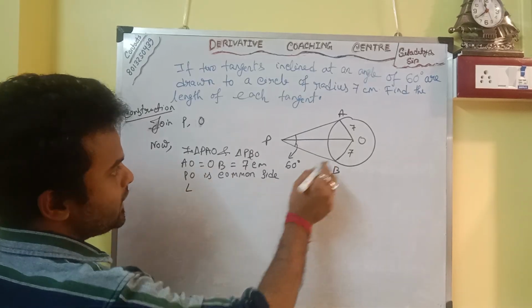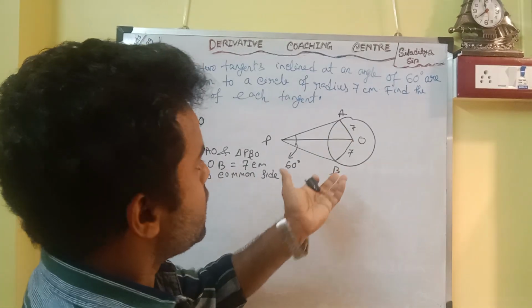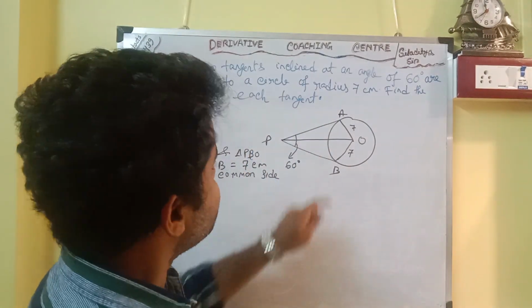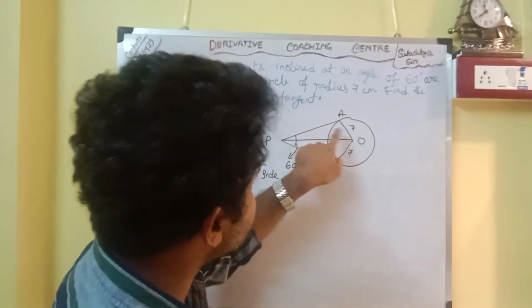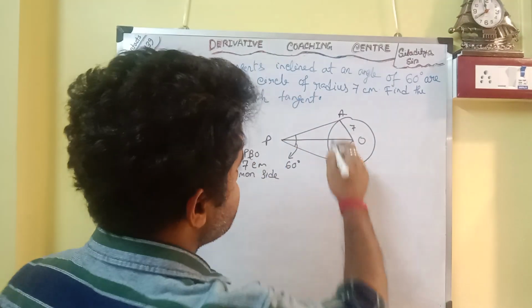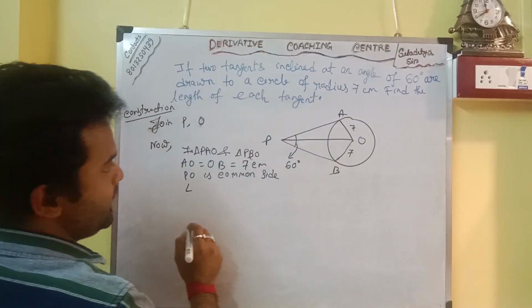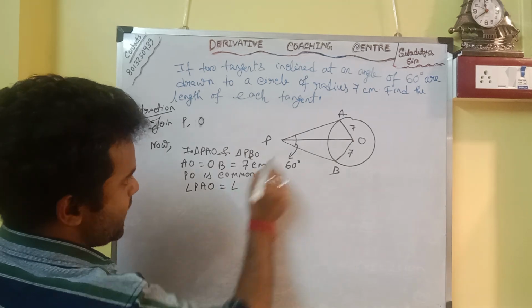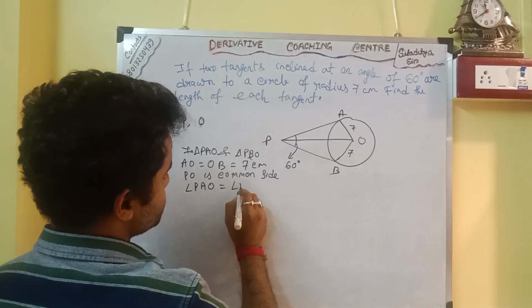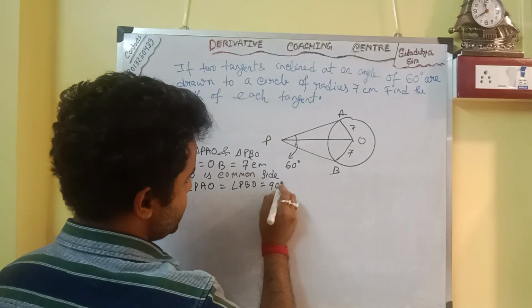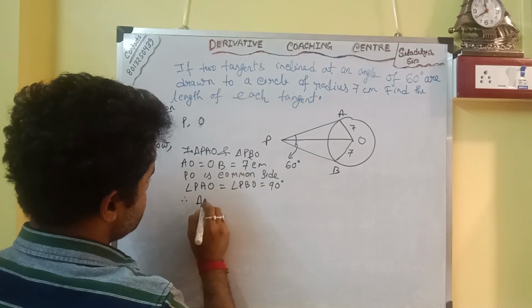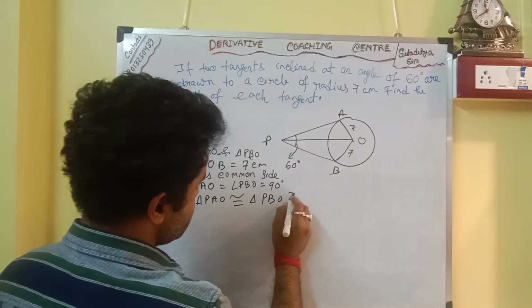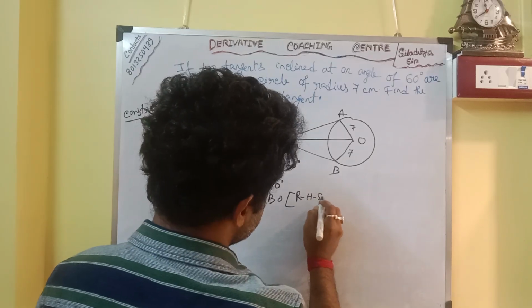And look, this angle is 90 degrees. Already we discussed in our previous sum that at the point of contact the tangent and radius are perpendicular to each other, so angle PAO is 90 degrees and PBO is also 90 degrees. So angle PAO equals angle PBO, that is 90 degrees. Therefore triangle PAO is congruent to triangle PBO by the RHS rule.